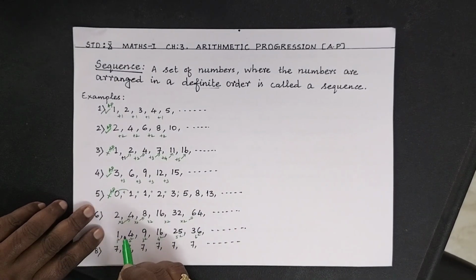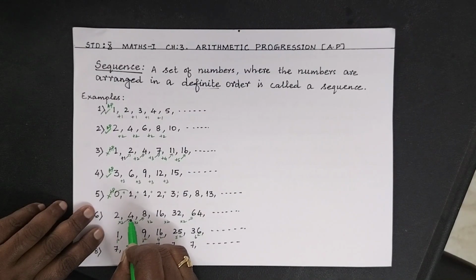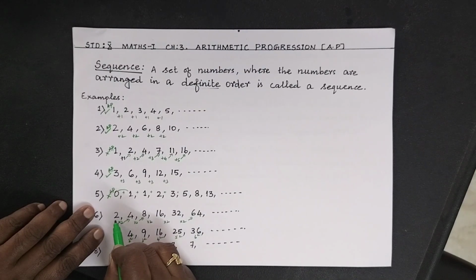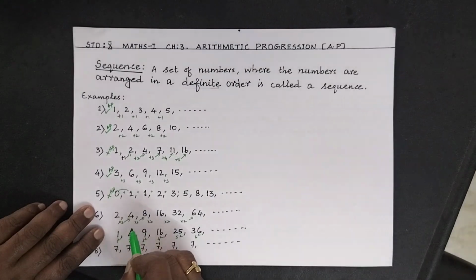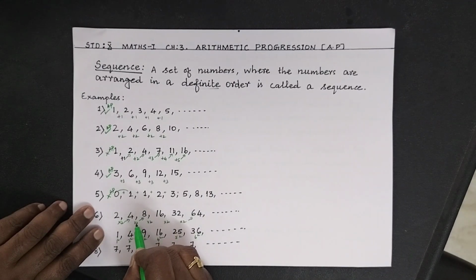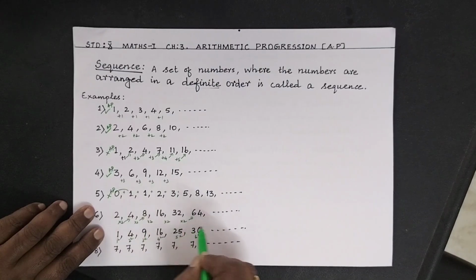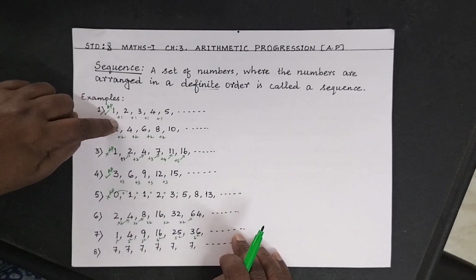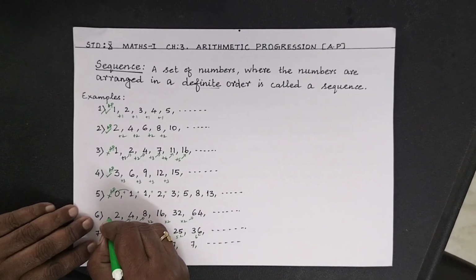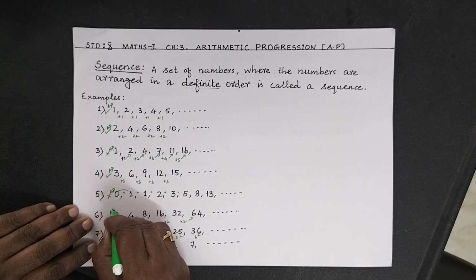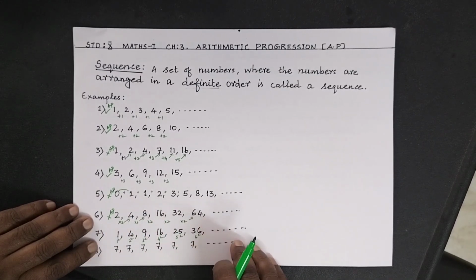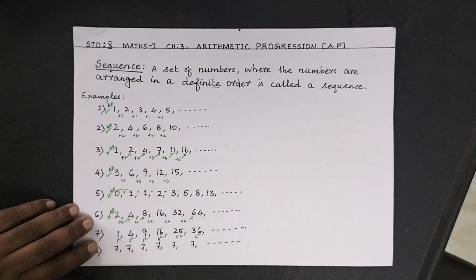Look at this. Here the second number is obtained by multiplying the previous number by 2. Similarly the third number is also obtained by multiplying the second number by 2, and so on. Everywhere we were adding, here we are multiplying. So this is also not an AP, but this is called a GP. This year we are learning about AP only, so we are going to learn AP sums. The GP sums we will study later on.